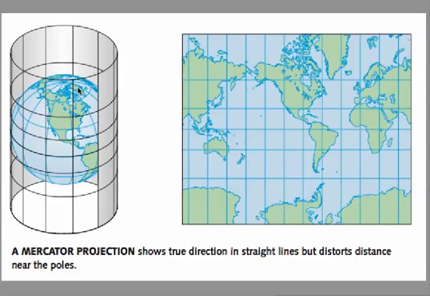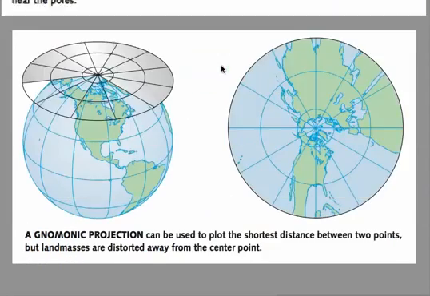Take a look at Greenland on the sphere, the globe. It is about the size of Alaska, maybe 1.5 times the size. Take a look at Greenland on our map. Anything moving away from the equator gets continuously larger and larger. This is a problem with all projections. The Mercator projection is great for true direction, north, south, east, west, in a straight line. But distance near the poles gets distorted.